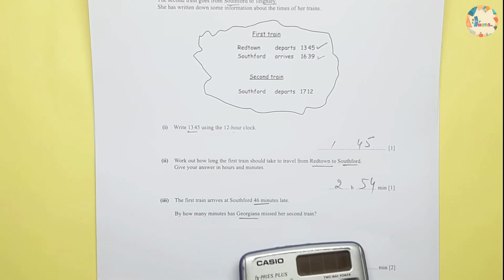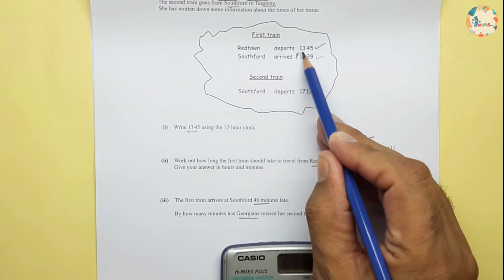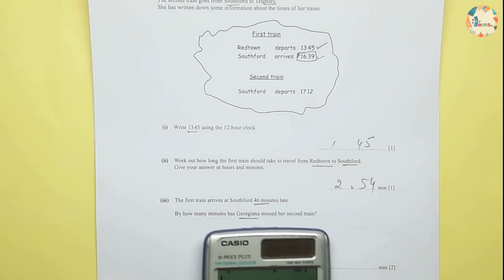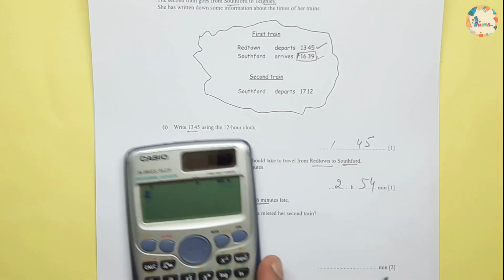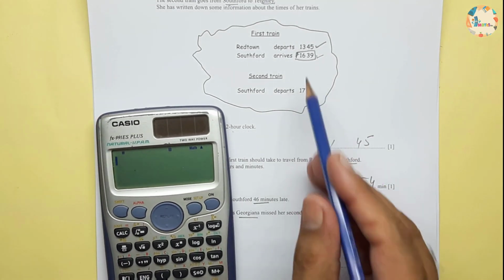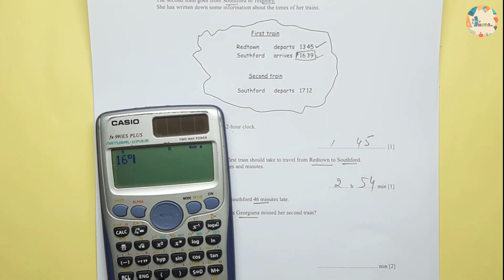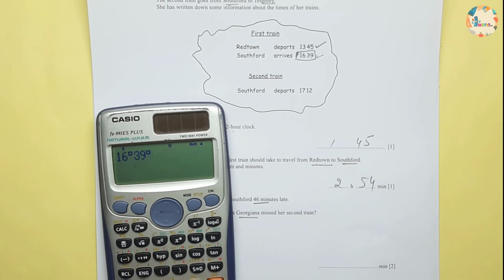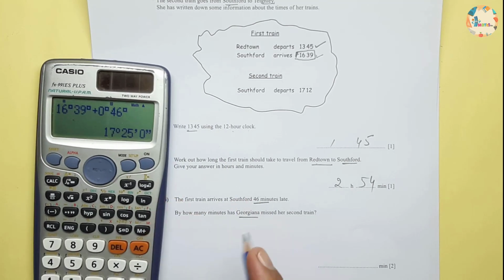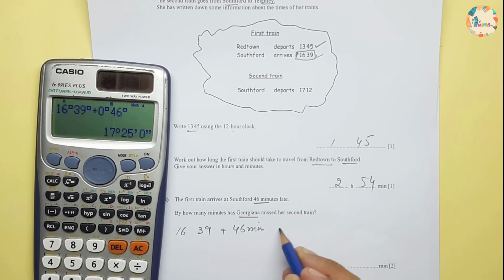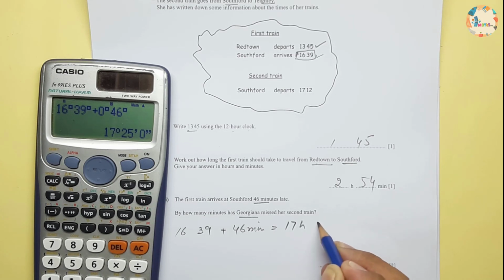So if we calculate, she was supposed to arrive at 16:39, but she is 46 minutes late. So we'll add 46 minutes to this time. 16 hours and 39 minutes plus 0 hours and 46 minutes. This is the time at which she arrived. So we can write here 16 hours and 39 minutes plus 46 minutes will be equal to 17 hours and 25 minutes. We can write 17:25 basically.